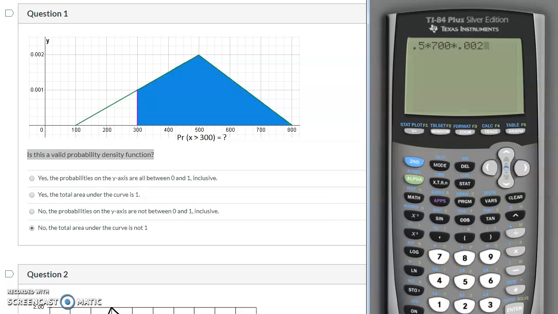So this is just the area of a triangle. I know this is what was breaking everyone. The 1/2 is part of the formula for an area of a triangle, 1/2 base times height. If we do that, it looks like we don't get an area of 1, so this cannot be a valid function. So we are going to go ahead and say, no, the area under the curve is not 1.